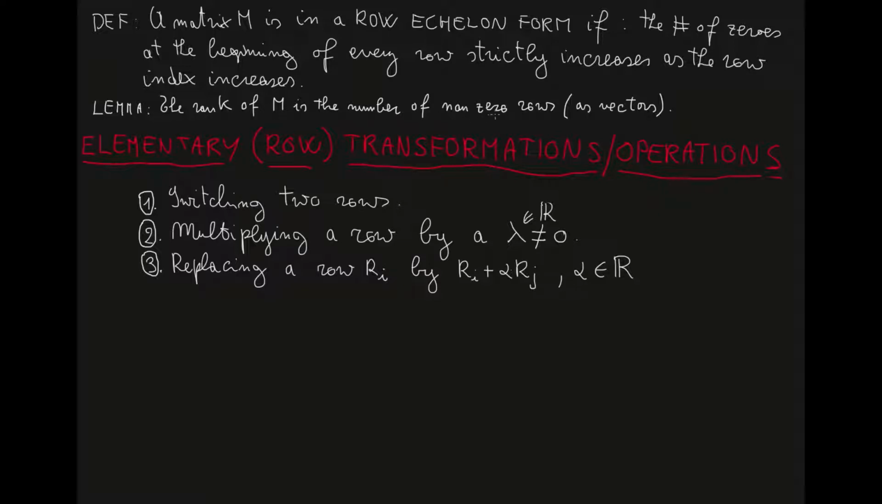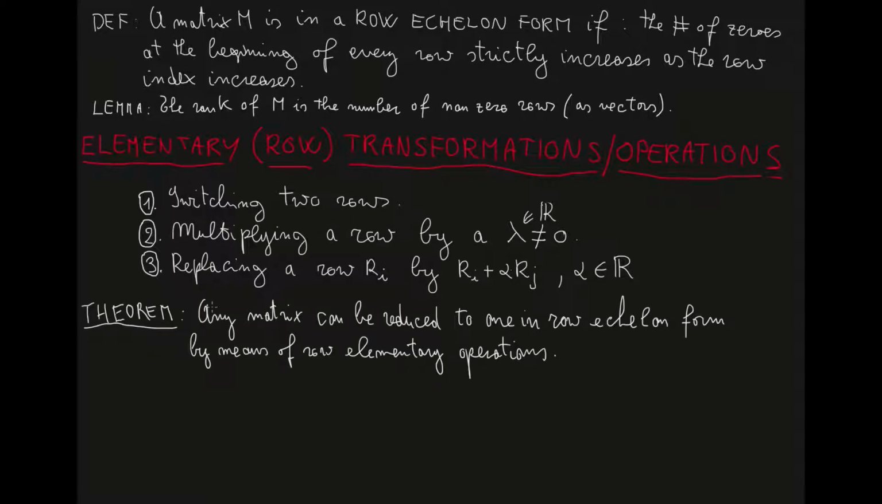It's just the number of non-zero rows. Remember that a row is just a vector, and here we are talking about non-zero vectors. So non-zero rows means non-zero rows as vectors. Okay, let's first state the main theorem. Any matrix can be reduced to one in row echelon form by means of elementary row operations. We're not going to prove this theorem, but we are going to show how to achieve that by means of elementary row operations, as the theorem has stated.